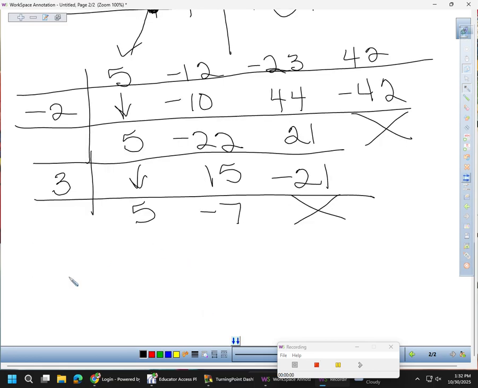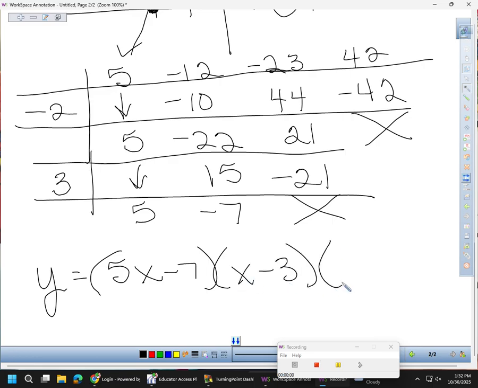So our factored form is y equals 5x minus 7. So that's the one we got at the end. x minus 3 and x plus 2.